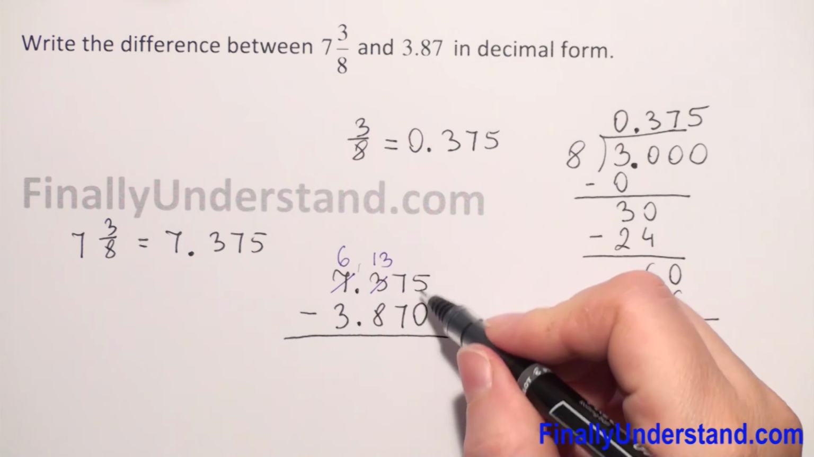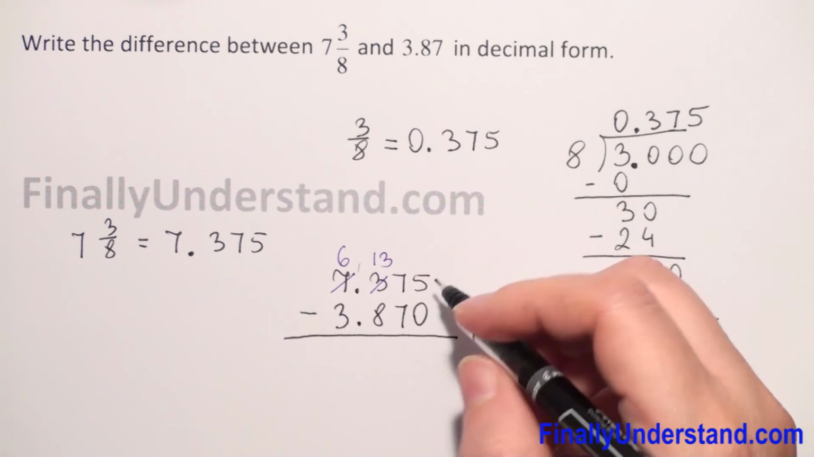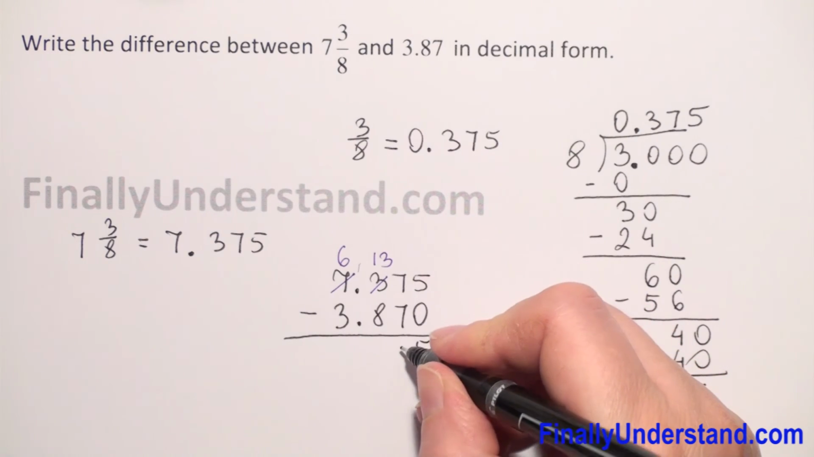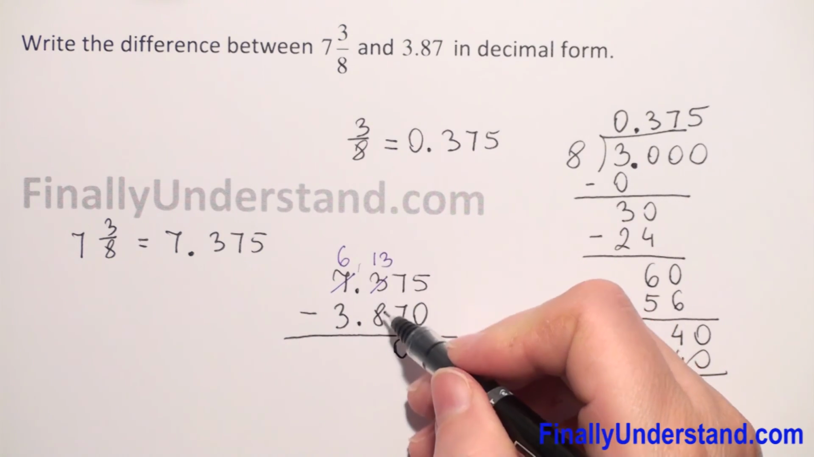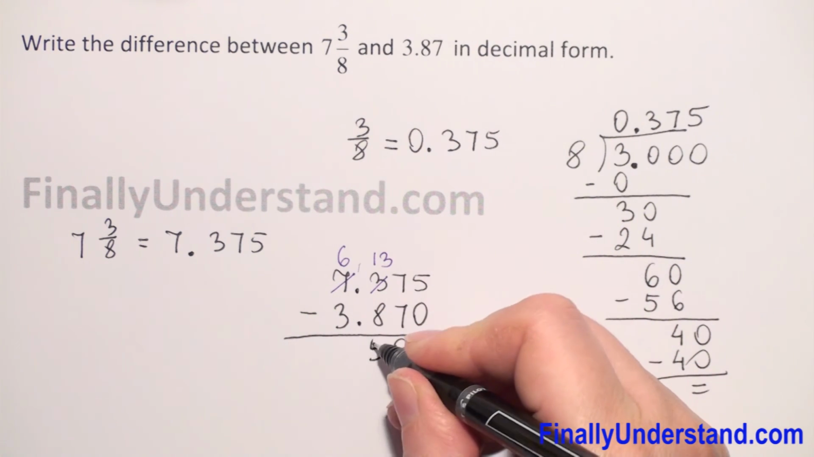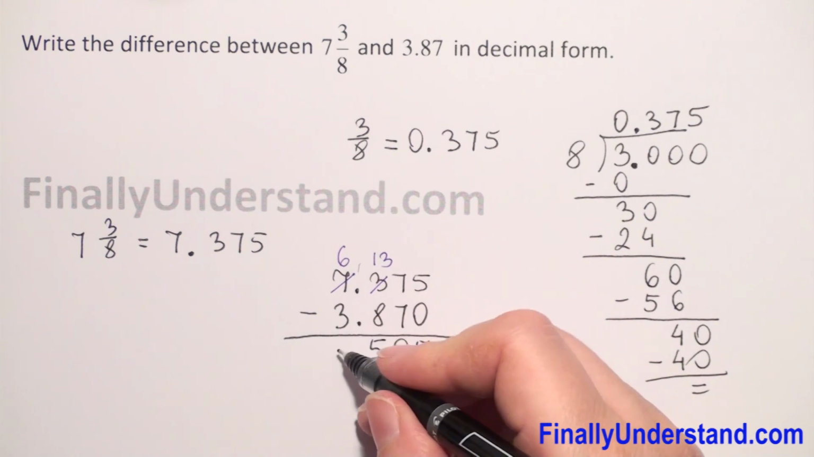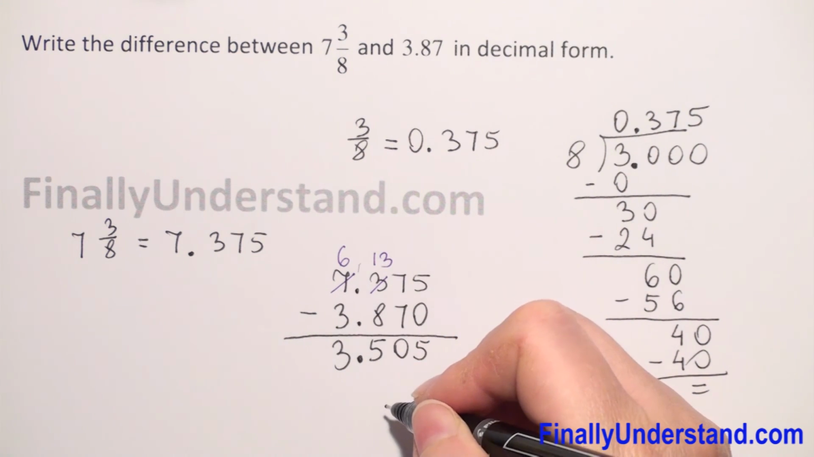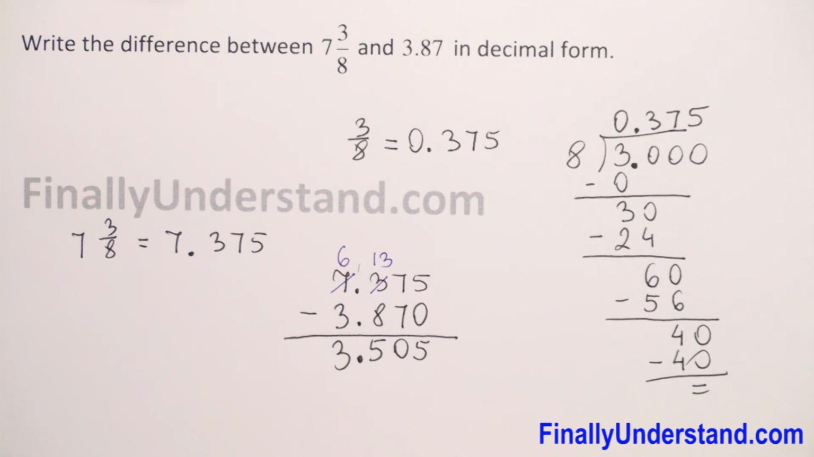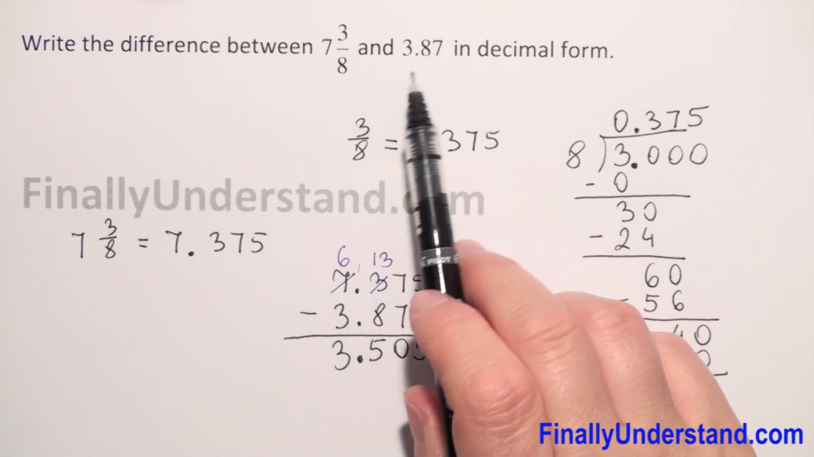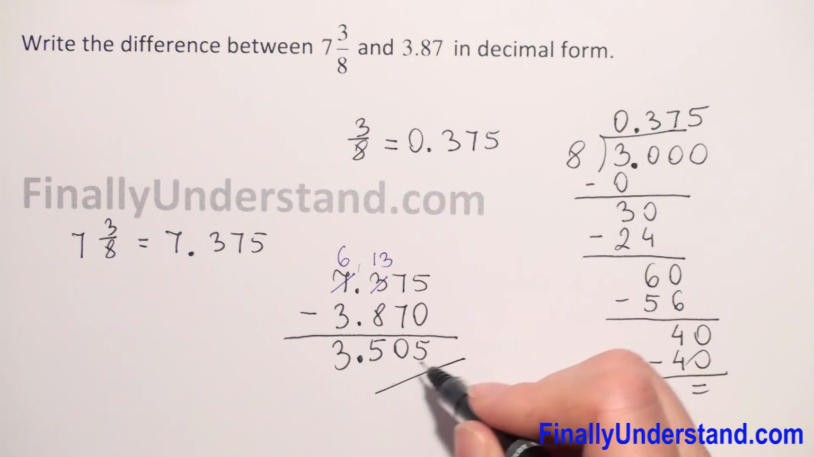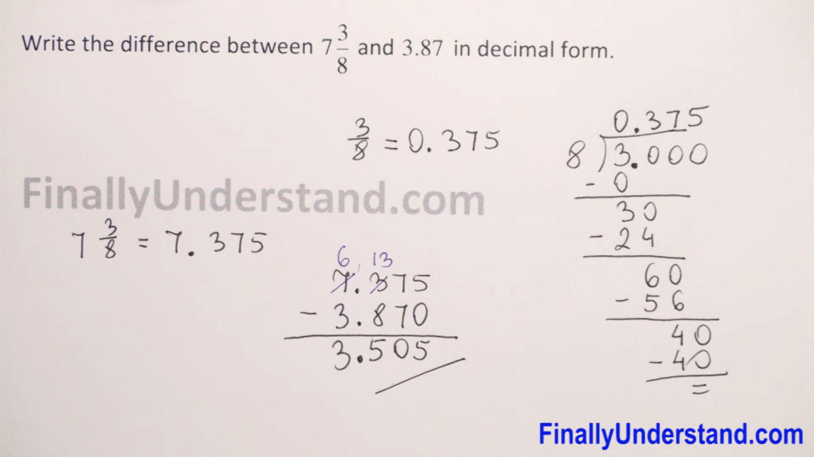We start from the last column and we are going to the left. So 5 minus 0 is 5. 7 minus 7 is 0. 13 minus 8 is 5. 6 minus 3 is 3, and we have to keep the decimal point in the same column. So we found the difference between the mixed number and the decimal number. This is 3.505. This is my solution.